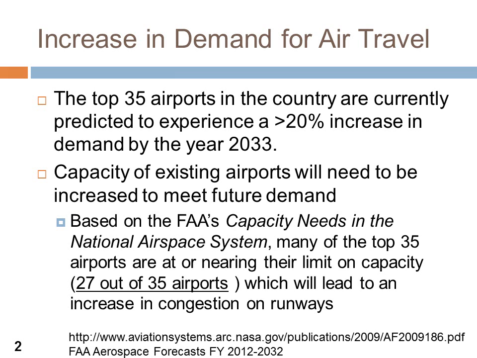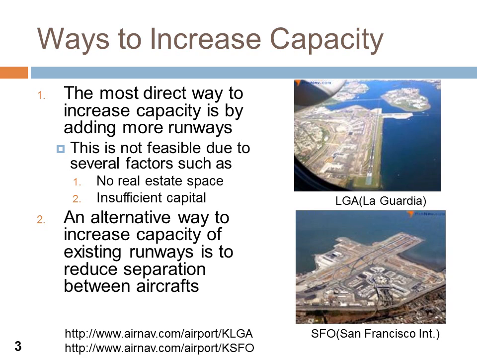Looking at the top 35 airports in the country, 27 out of those 35 are at or nearing their limit on capacity. By the year 2033, they will experience a 20% or greater increase in demand, which will lead to an increase in congestion and delays on runways. The most direct way to increase capacity is to build new runways, but this is not a feasible solution at airports such as LaGuardia and San Francisco.